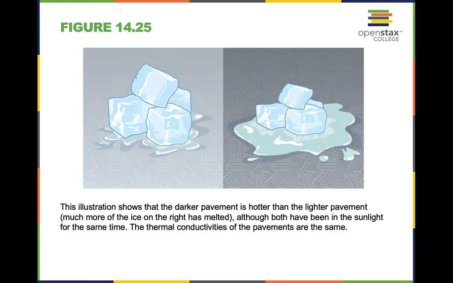This illustration shows that the darker pavement is hotter than the lighter pavement. Much more of the ice on the right has melted, although both have been in the sunlight for the same amount of time. The thermal conductivities of the pavement are the same.